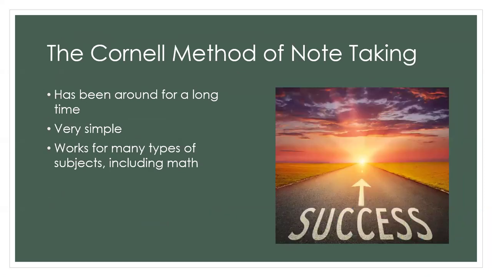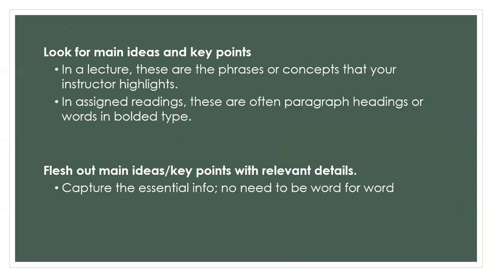We're going to go over the Cornell method of note-taking, which is a system that's been around for a long time. It's very simple, and it works for many types of subjects, including math. In this method, we look for main ideas and key points. So in a lecture, these are the phrases or concepts that your instructor highlights. And in assigned readings, these are often the paragraph headings or words in bolded type. And then we flesh out those main ideas or key points with just the relevant details, capturing the essential information. There's no need to be word for word.